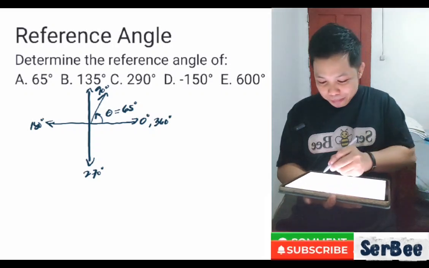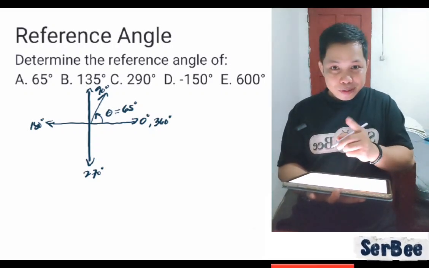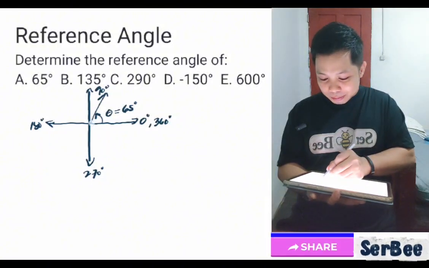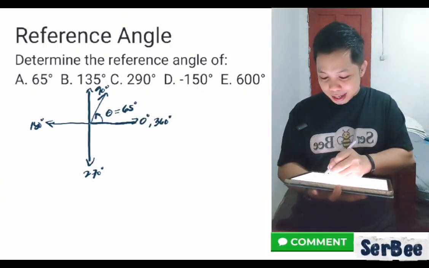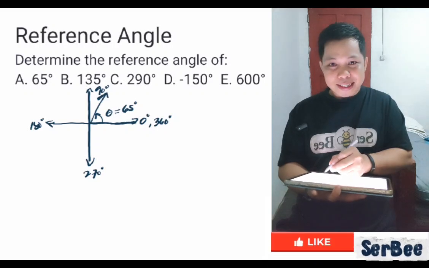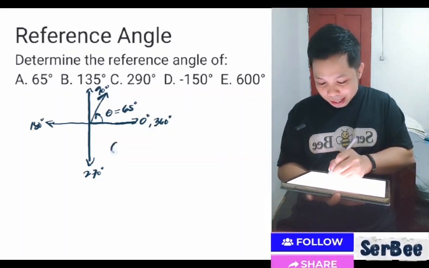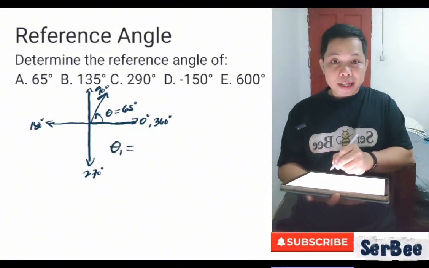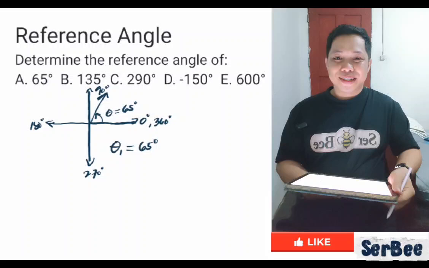So, sa angle po, may tinatawag tayong initial side. So, ang initial side niya, standard position yung angle natin. Ibig sabihin, yung initial side niya ay laging nasa positive x-axis. And ito naman yung tinatawag na terminal side. Okay? So, the angle is 65 degrees. So, definitely, the reference angle denoted by theta sub 1 is the angle itself, which is 65 degrees.